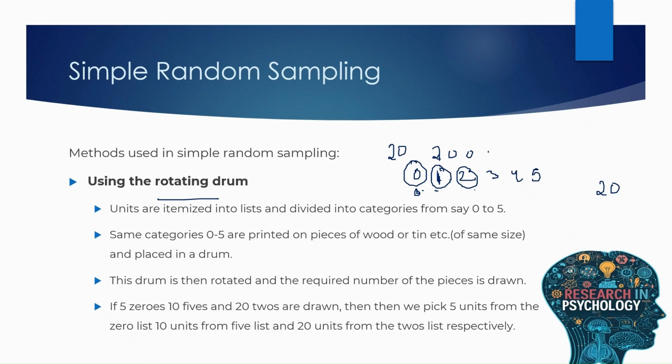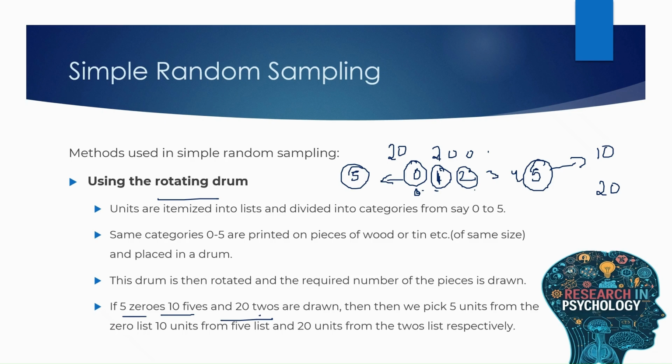So now what happens is that, suppose I have picked 5 zeros, 10 5s and 20 2s, which means I need 35, not 20. So if I want to select 35 units from my population of 100, and I have chosen 5 zeros, 10 5s and 20 2s, this means out of all the people who have got 0, I will be choosing 5 people, right? Out of all the people who have got 5, out of all the people who come under the category of 5, I'll choose 10 people.